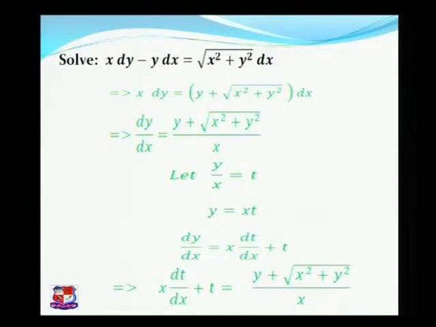So we will get here x into dy is equal to, in bracket, y plus root of x square plus y square into dx, because y and root of x square plus y square both are the terms with dx. So if we put the dx common, then we will get x into dy is equal to, into bracket, y plus root of x square plus y square into dx.